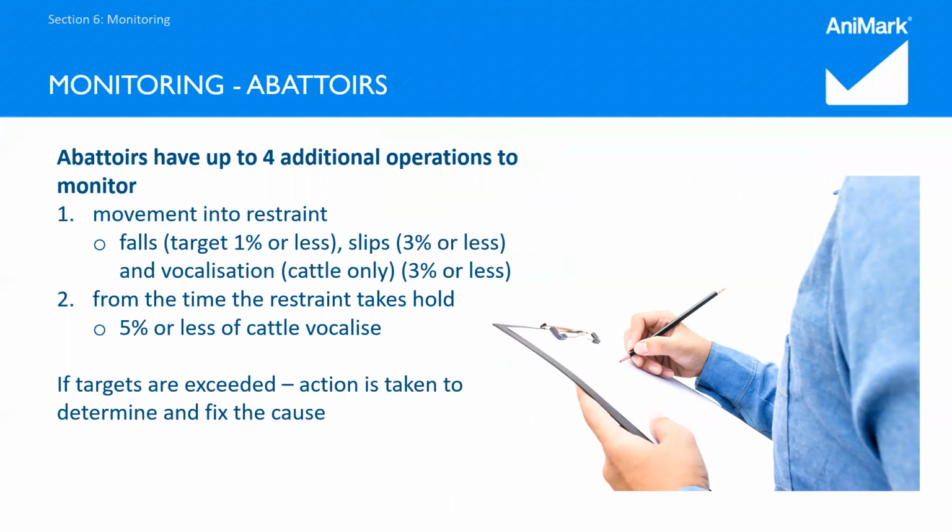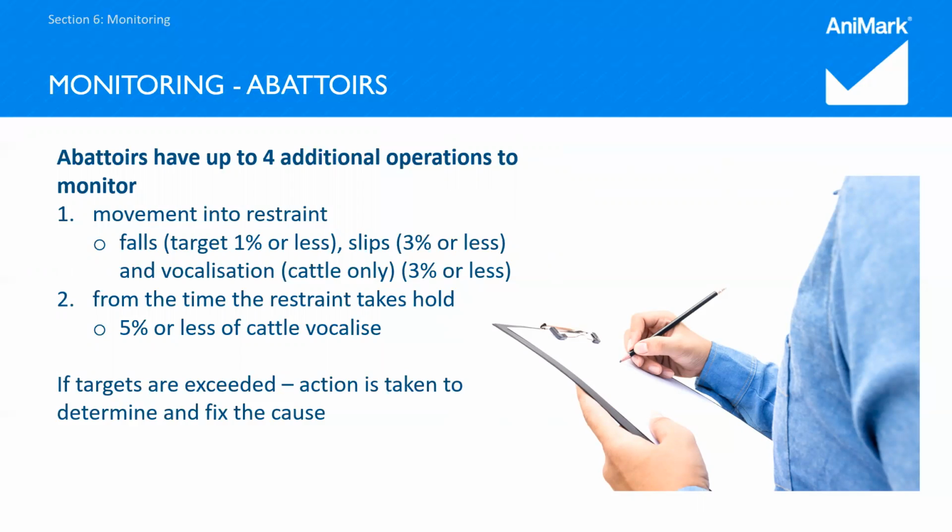The monitoring noted for abattoirs depends on whether or not they use stunning or if they're handling cattle. The first targets to be monitored are when livestock are moved from lairage into restraint, and this is at all abattoirs. The targets are the same for unloading and loading as they are for moving from lairage into restraint. So 1% or less of animals fall, 3% or less of animals slip, and 3% or less of cattle vocalize. If the targets are being exceeded, action must be taken to immediately fix the cause.